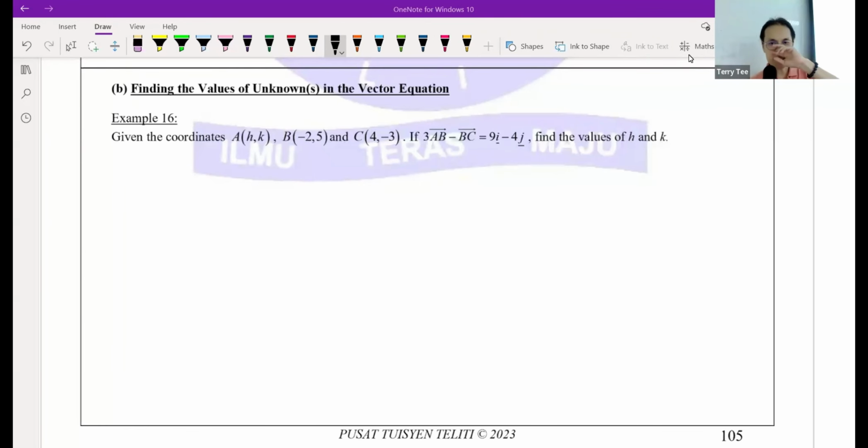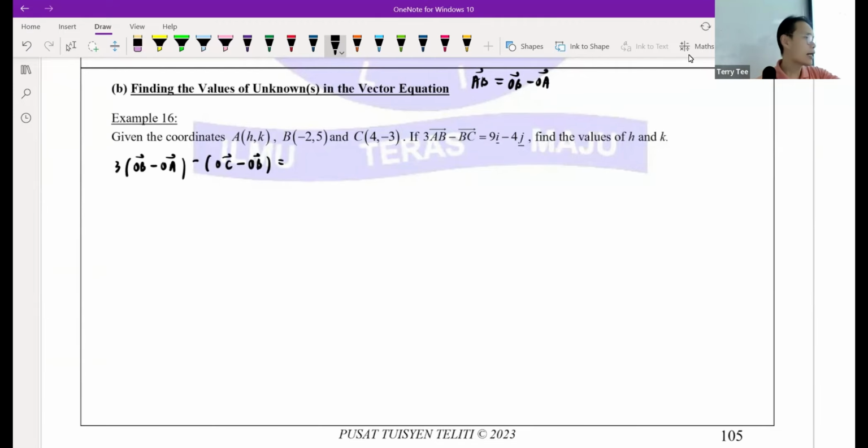So in this case, we have to substitute inside. Now, AB, guys, what is AB? I've explained to you before, right? For AB, we can use OB minus OA, so it's a faster way of doing it. So I'm going to write here OB minus OA. BC will be OC minus OB. I put together, the result is 9I minus 4J.